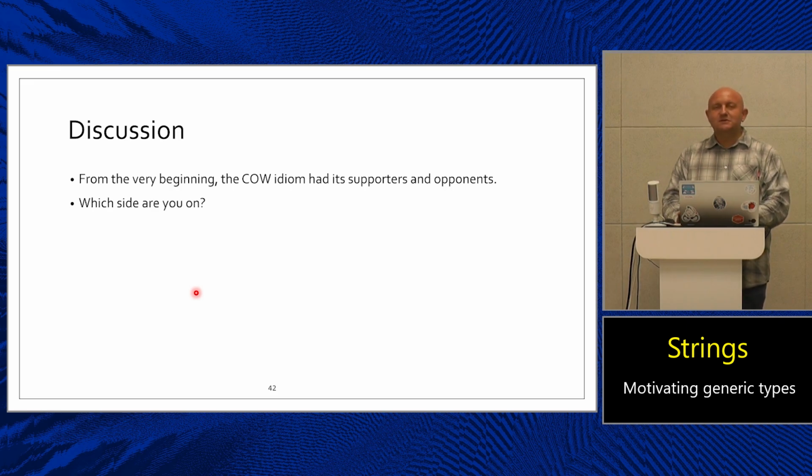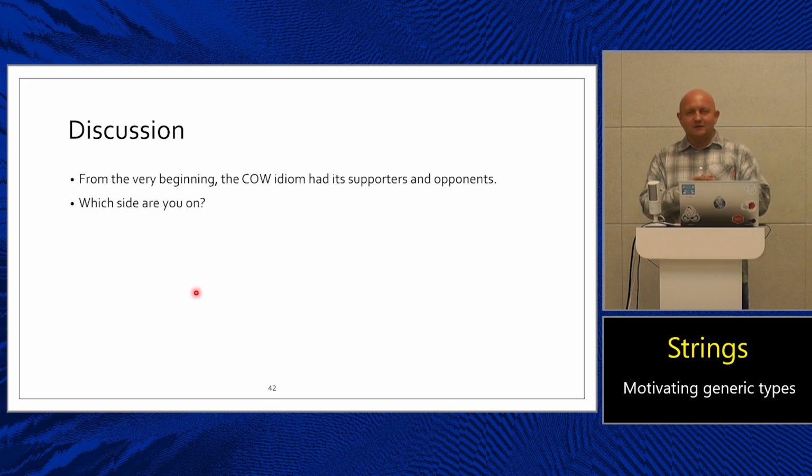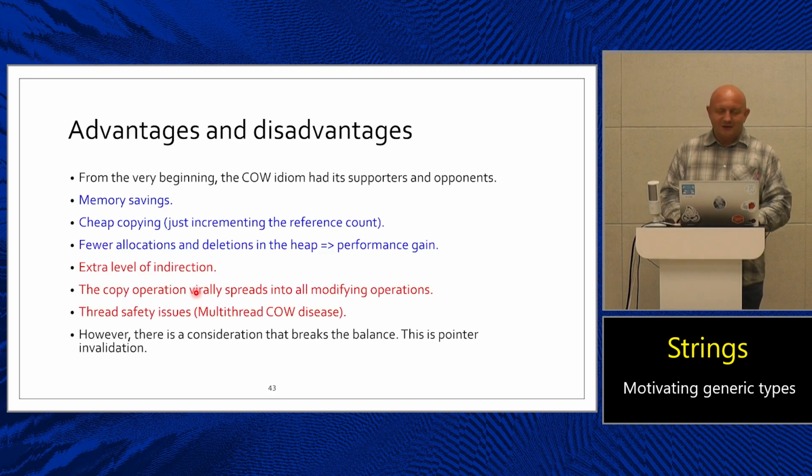But COW strings always had opponents for some reason. And there are still supporters of COW and opponents. For example, the advantages of COW include memory savings. Try to pause the video now and try to guess what the advantages and disadvantages of COW strings are. And how do you think, what is the balance? Do advantages or disadvantages win? 3, 2, 1. Okay. Let me list them for you.